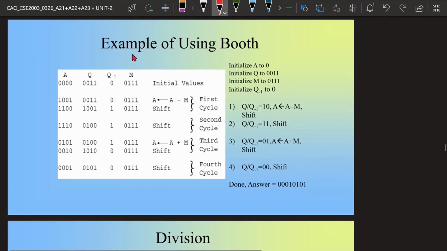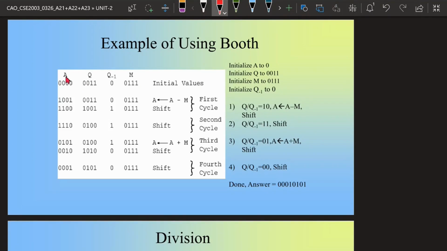So again here we are going to take an example in case of Booth's algorithm, and then we will see how we can proceed by solving the basic questions related to multiplication in case of Booth's algorithm. So in this case, you can just see.